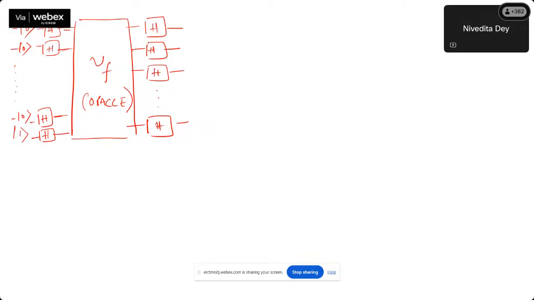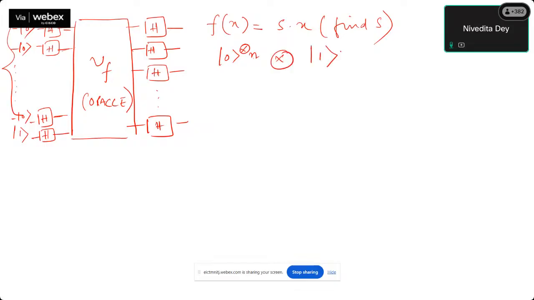Okay. Let me write it. So we have f(x) equals s dot x, and we have to find s. So whatever you write, we have to find s. From this we can understand that it is ket 0 tensor product n, that is n number of times, tensor product ket 1, which is the target qubit. And this entire thing is your register initialization.